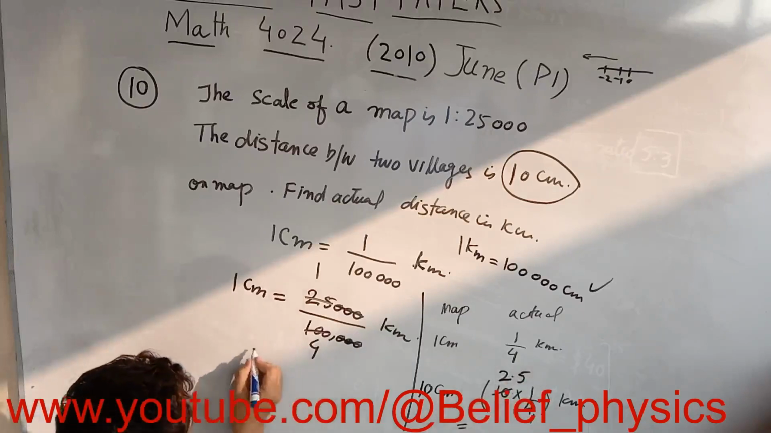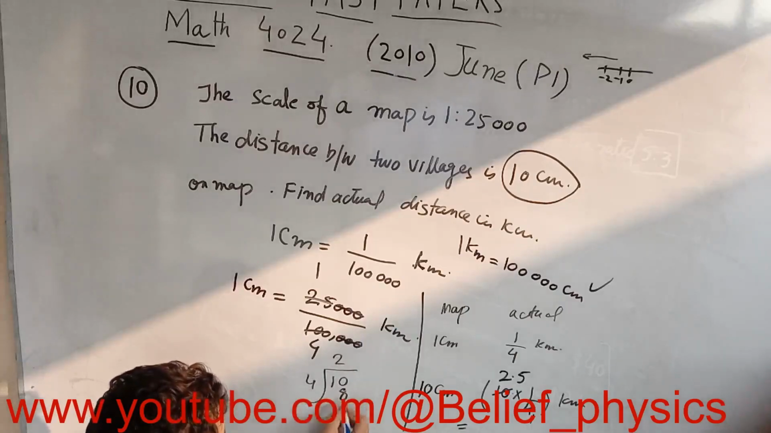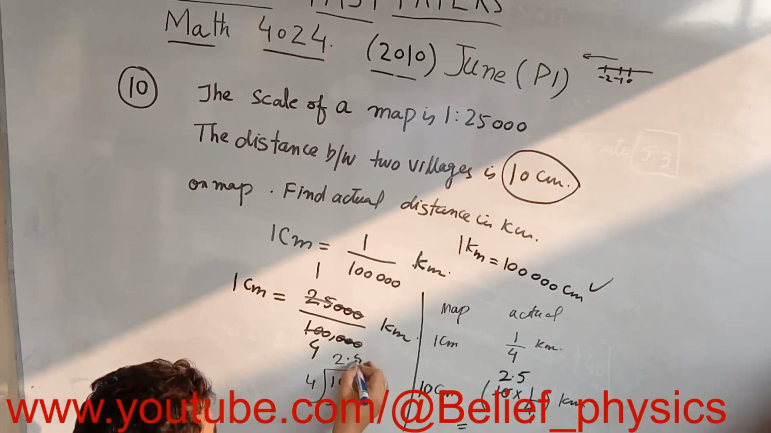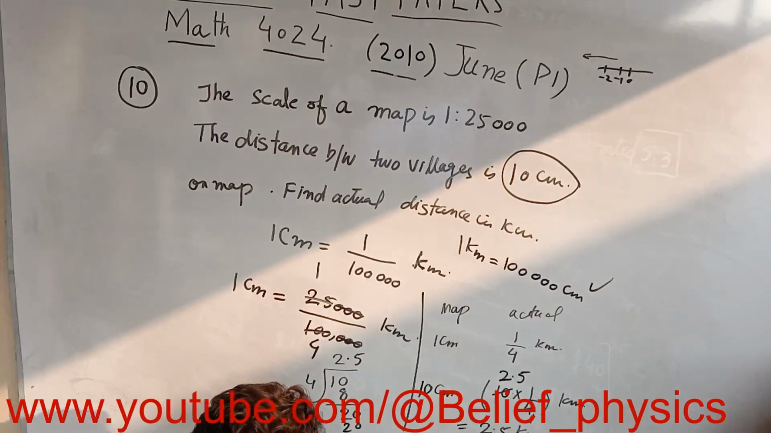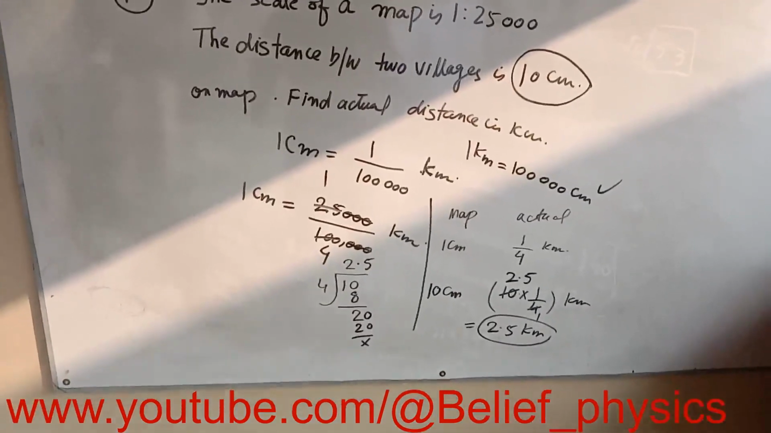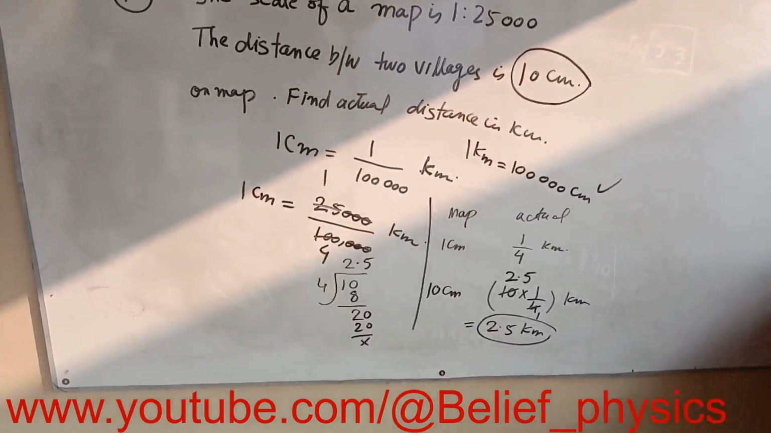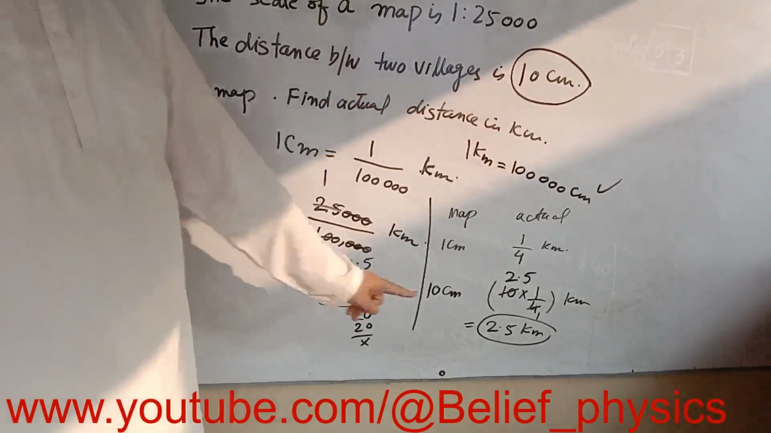If you don't know how, it is like this. It is 10 and 4. 4 2s are 8. 10 minus 8 is 2. To make it, put point here and add a 0 here. 4 5s are 20. So this will be 2.5 kilometer. So this is the answer. That means two villages which are 10 centimeter apart on map are 2.5 kilometers apart in actual. Two villages which are 10 centimeter apart on map will be 2.5 kilometers.